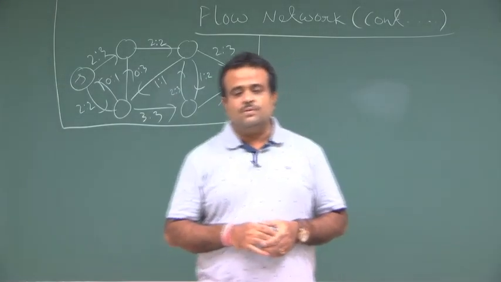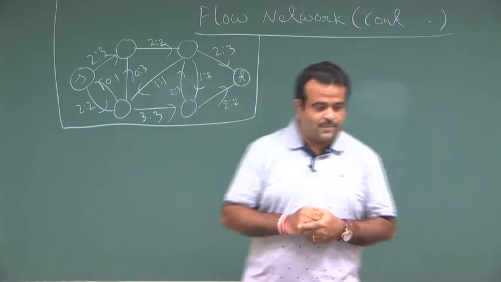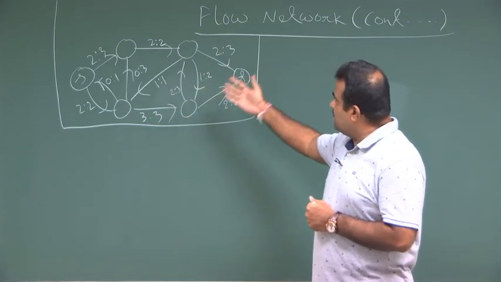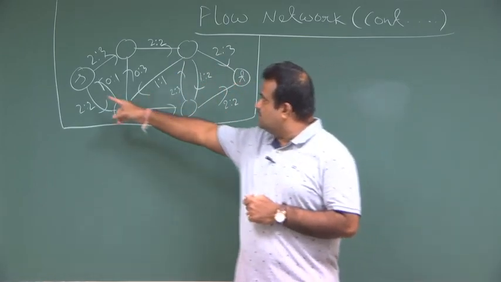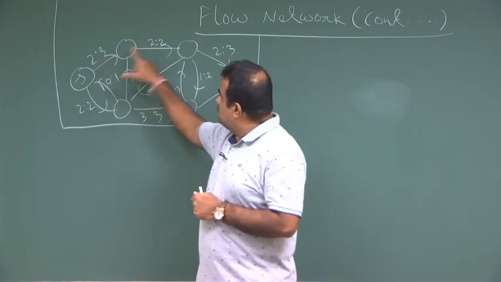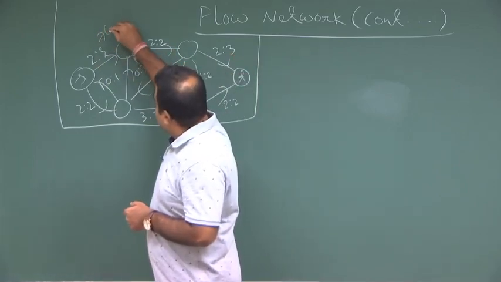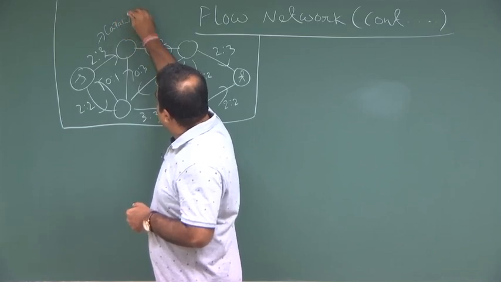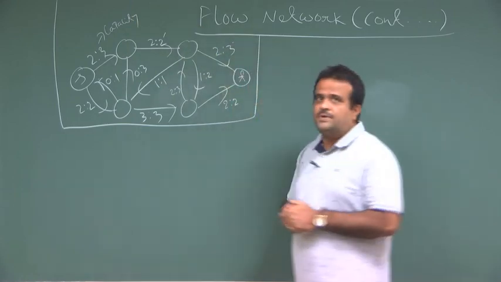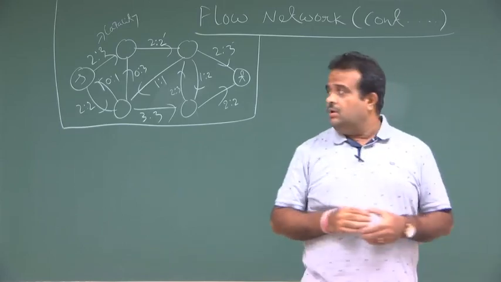Okay, so we are talking about network flow. Just to recap, in the last class we started this topic. A flow network is a directed graph where we have a source node S and a sink node T, and each edge is associated with some capacity. These are the capacities of each edge. If there is no edge between any two vertices, then the capacity will be 0.